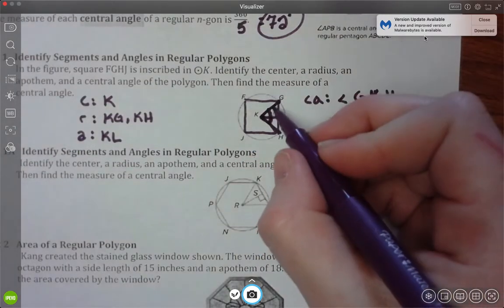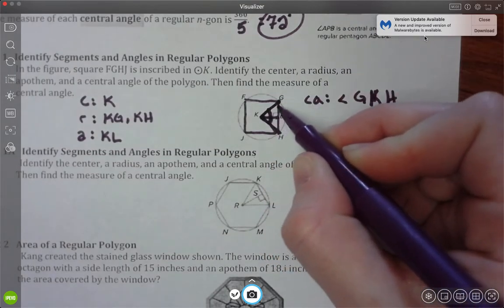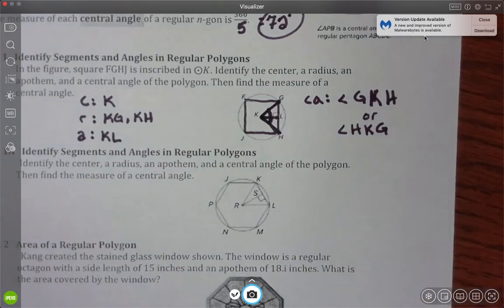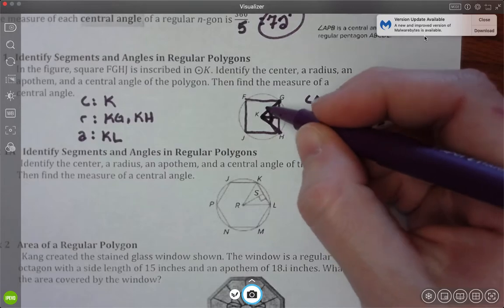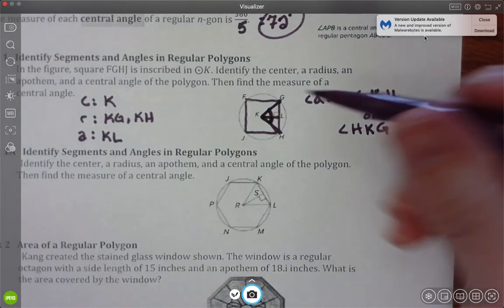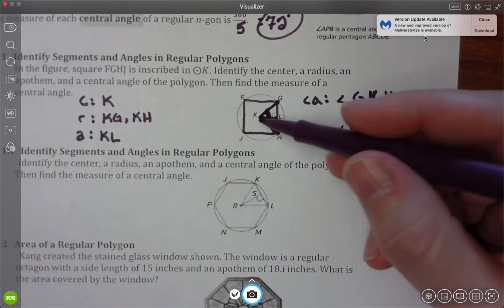So we're looking at that central angle. Technically, GKL, this little half of that, would be a central angle as well. But usually when we're looking at composite figures, or at regular polygons like this, we're going to do the whole piece as a central angle. So GKH or HKG, that whole thing.